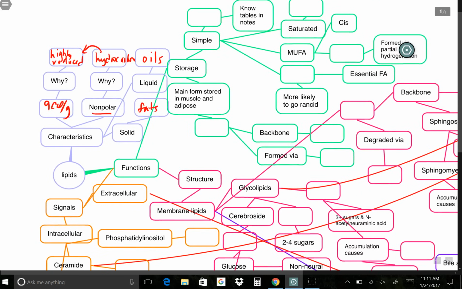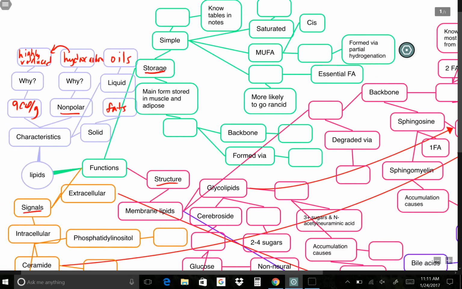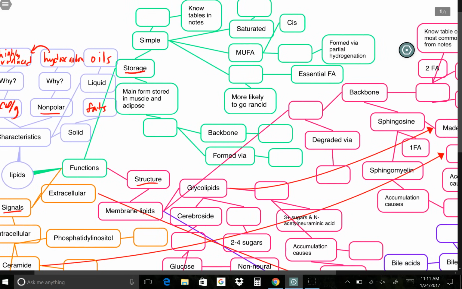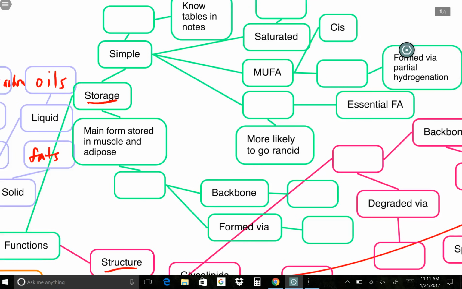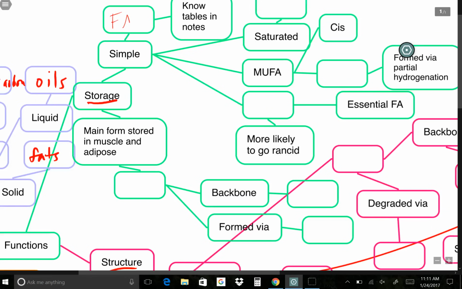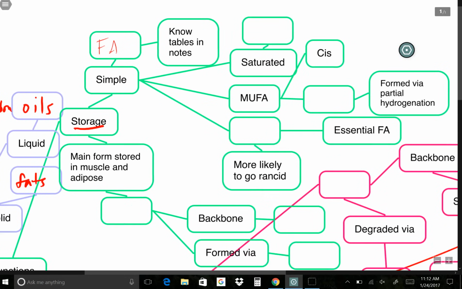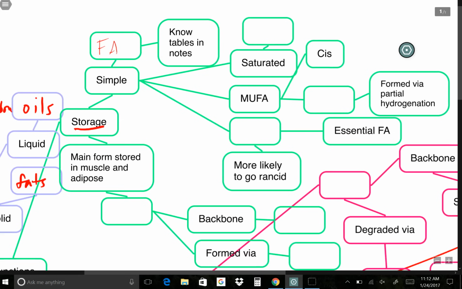If we look at the functions of our lipids, that would include storage, structure, and signaling, just like our proteins that we went over for our last exam. So if we start looking at our storage, the simplest of our lipids are called our fatty acids. Now I have a note here, know the tables in the notes, the ones that we were tested over for our fatty acid quiz, but also don't forget to know the sources for this exam as well.